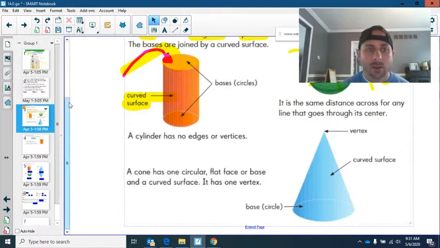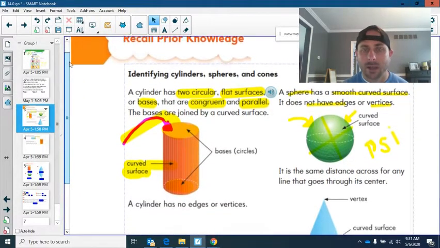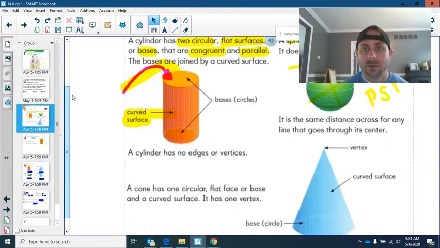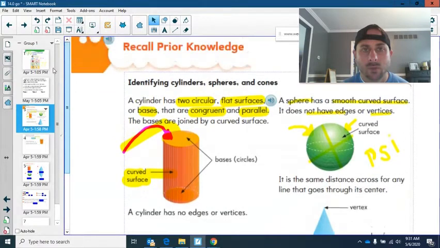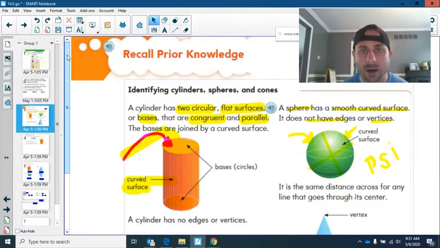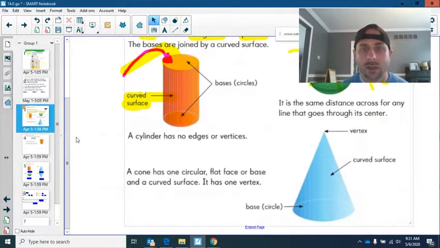Okay, so those are the three figures we're really going to be talking a lot about over the course of chapter 14 in the next few pages and exercises: the cylinder, the sphere, and the cone. Today's lesson is more of activating some prior knowledge, and we'll get you thinking a little bit more about volume. Let's hop ahead and look at a few more slides.